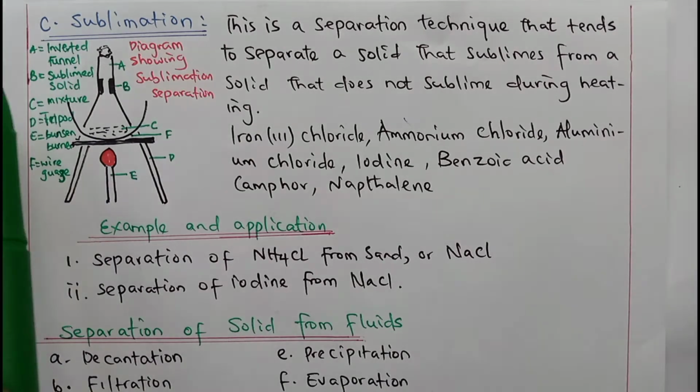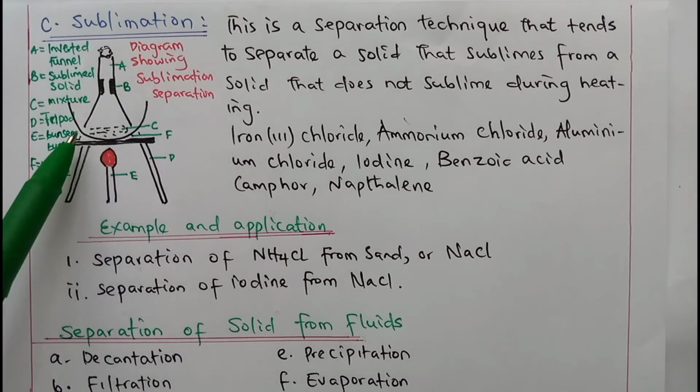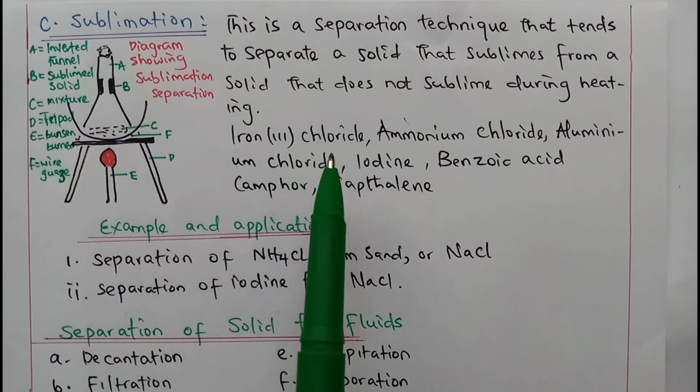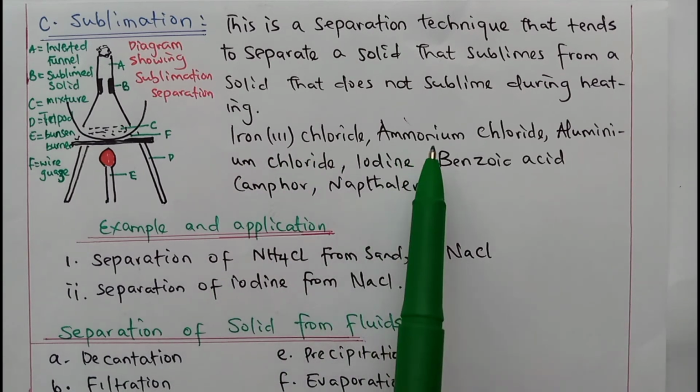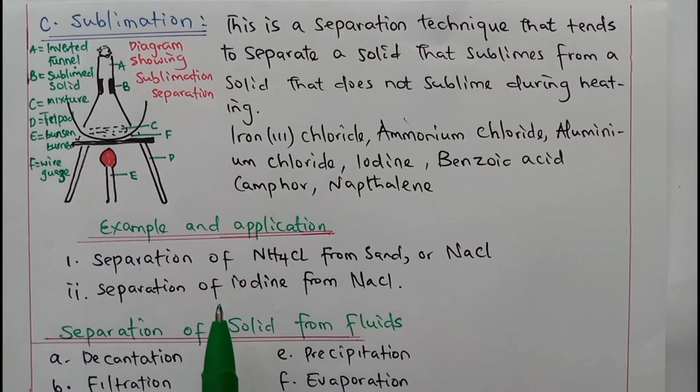This is very, very important, you know this, because the A is the inverted funnel. That is, this thing you are seeing is the inverted funnel. B is the sublime solid. This sublime solid might be the iron trichloride that was heated and sublimed. It might be this, it might be this, it might be any of them. The mixture has to do with anything like this against this, or this against this. That is what they mean by the mixture.